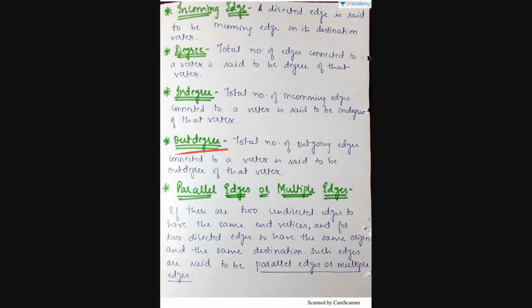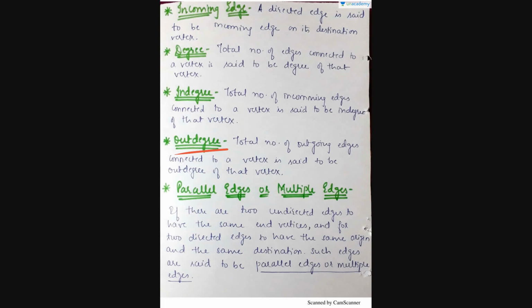Then out degree. The total number of outgoing edges connected to a vertex is said to be the out degree of that vertex. Now suppose from A, from one single point, I am sending A to B, A to C and A to D. So that is nothing but out degree.